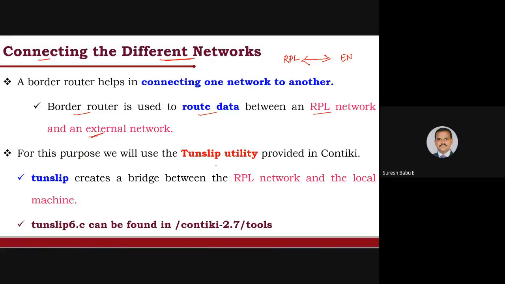To achieve that, we are going to use a utility called the tunslip utility. This tunslip is going to create a bridge between the RPL network and the local network, your local machine, which will work like an RPL network. The file name we are going to use is the tunslip6.c file, which can be found in Contiki 2.7. So this is how you are going to connect the different networks.